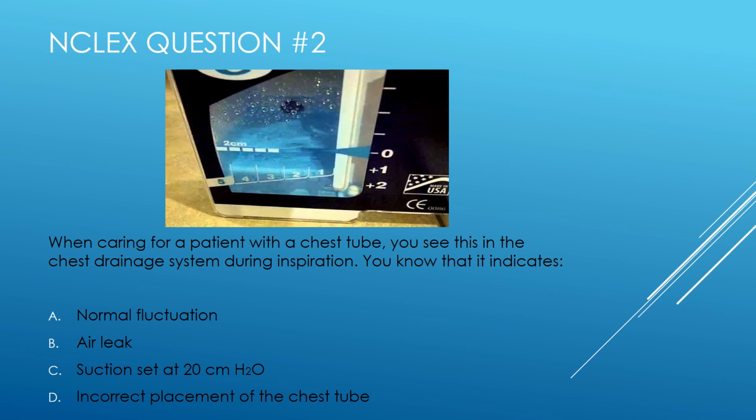When caring for a patient with a chest tube, you see this in the chest drainage system during inspiration. You know that it indicates, so in this, if you were able to play it, you would see bubbling. So if you saw bubbling in this small square chamber down here, what would that mean? So it would mean an air leak. Remember, continuous bubbling in the water seal chamber is an air leak.